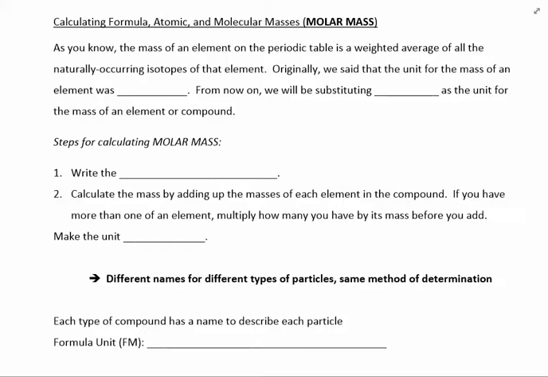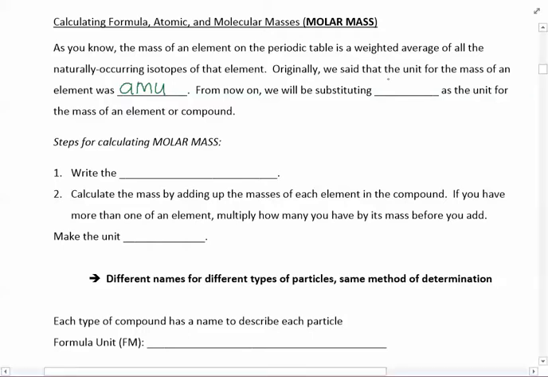Originally, we said the mass of an element was in AMU, which stands for atomic mass unit. From now on, we're going to be using a different unit. Something to keep in mind from when we were calculating the average atomic mass: one of the reasons we did that was because we had so many atoms in a small sample. So we do the weighted average to give us the best possible representation. Now we're going to be using that in our mole calculations.